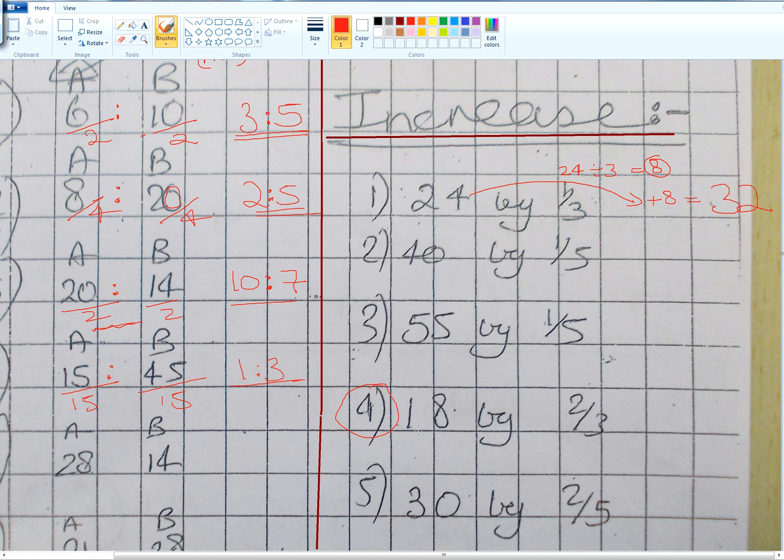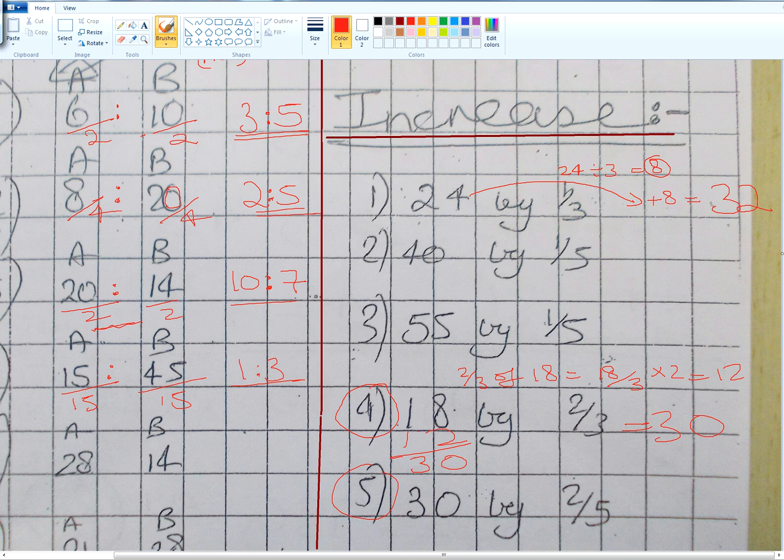Lovely. Let's have a look at question 4 now. We have to increase 18 by 2/3. So we're going to work out, first of all, 2/3 of 18. So we do 18 divided by 3 and times by 2. 18 divided by 3 is 6. 6 times 2 is 12. So we have to add another 12 onto the 18. So that will give us what? 30. Well done. So the answer is 30. That's showing you some technique for how to do the question. Let's do one more with you.